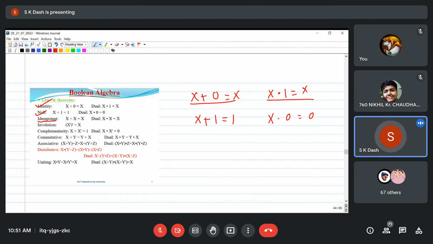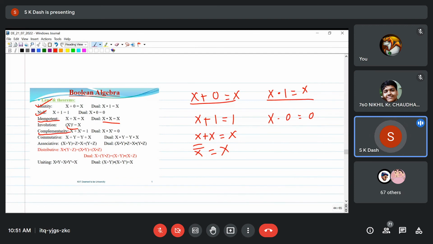Next is idempotent. What happens here? If you logically add the same variable, x plus x, then the output will be x. So its dual is also correct. Next, involution. If we take double complement, then it cancels each other.